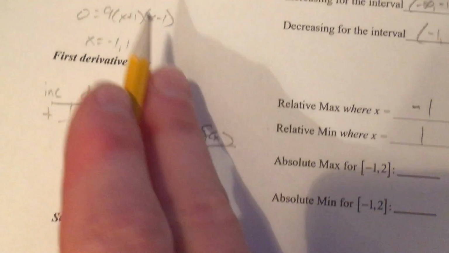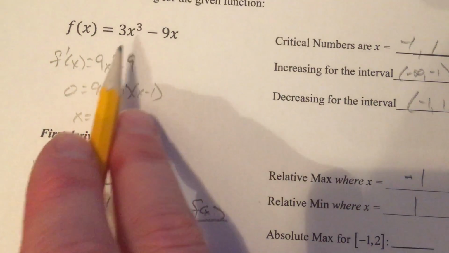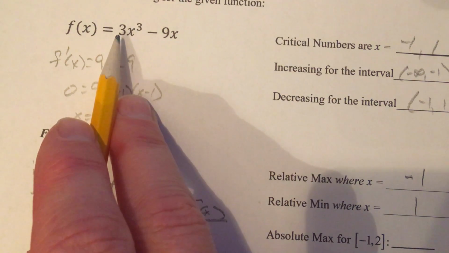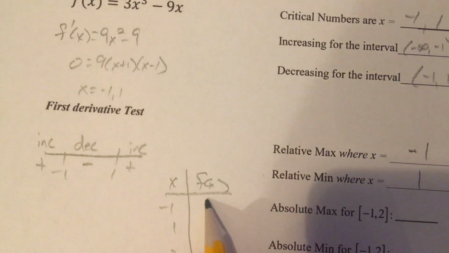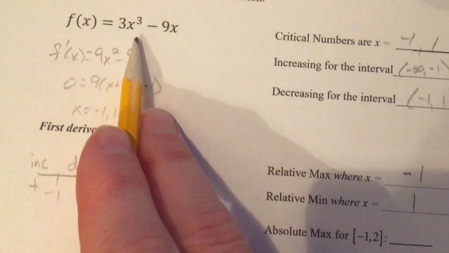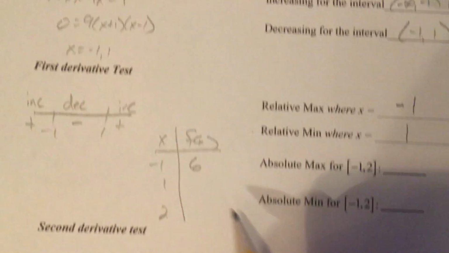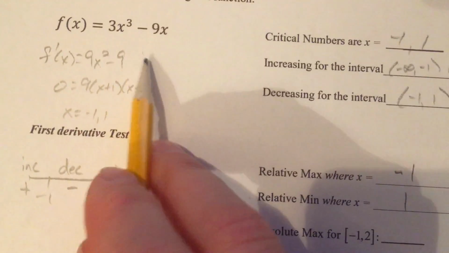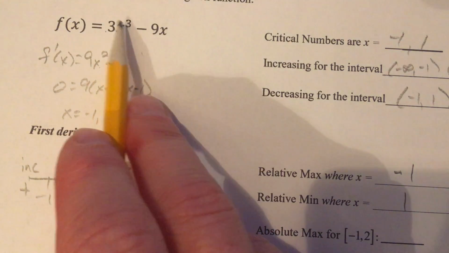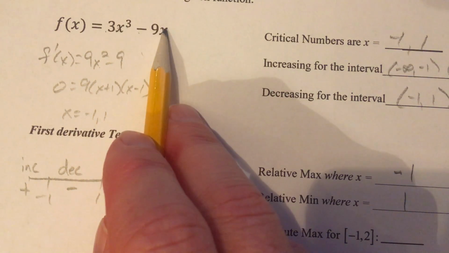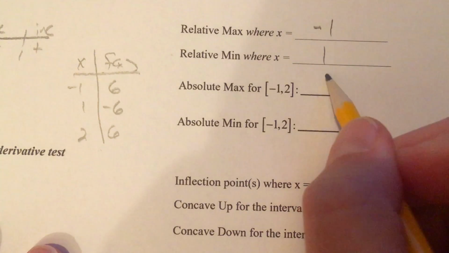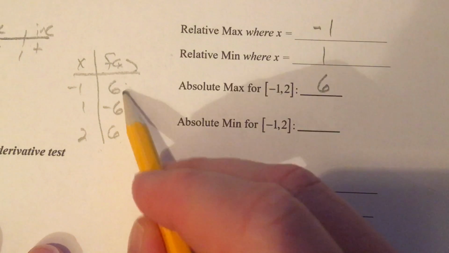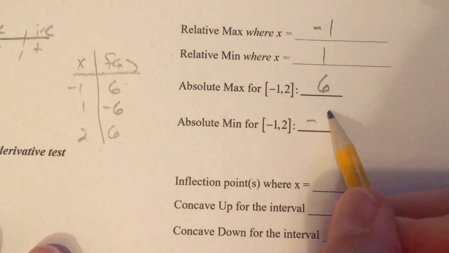So we're going to put those into the function. So negative 1 cubed is negative 1 times 3 is negative 3. Negative 9 times negative 1 is positive 9. Negative 3 plus 9 would give us 6 for that. If I put 1 in there, I'm going to get 3 minus 9. That's a negative 6. If I put 2 in there, I get 3 times 8, 24 minus 18, and that's positive 6. So our absolute maximum is positive 6. That's the highest value in the table. And the absolute minimum is negative 6.